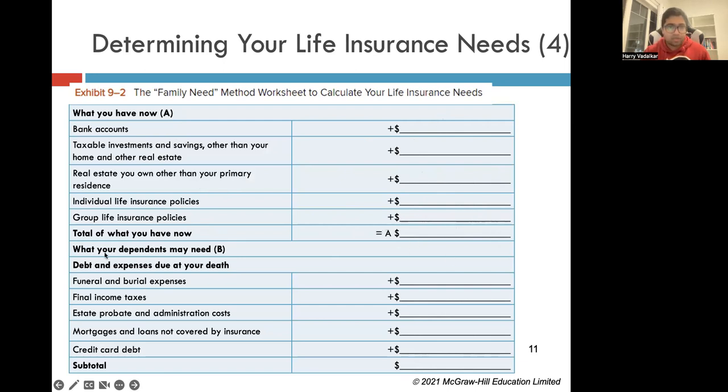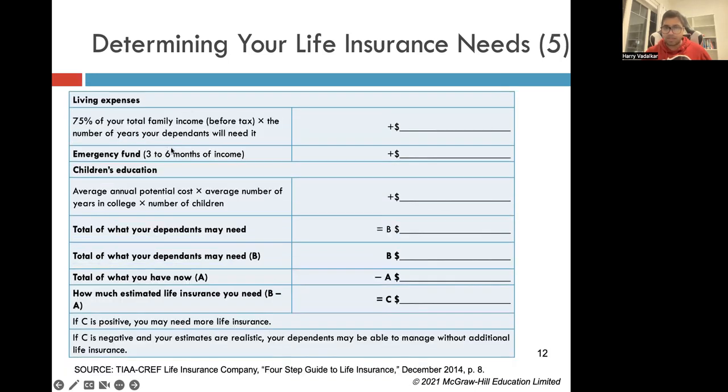Okay, then you add what your dependents will need. There will be certain expenses right away, like funeral and burial expenses, final income tax expense, estate probate and administration costs. We'll discuss this in estate planning. But when you create a will, that has to be administered, so there are costs for that. Mortgage and loans not covered by insurance, credit card debt, add all of this. Okay, this is your need. Plus you will need living expenses for your family members, 75% of family income times the number of years the dependents will need it.